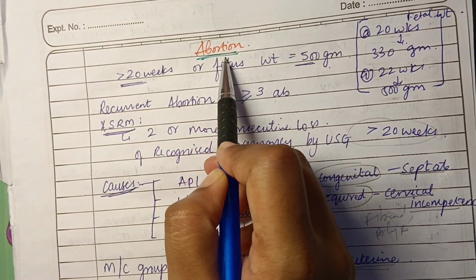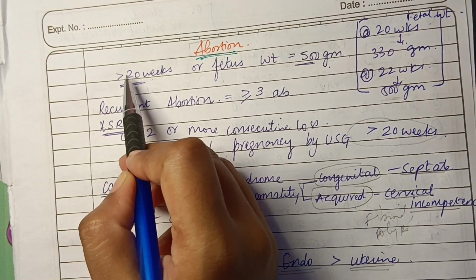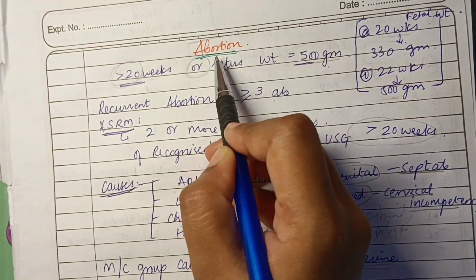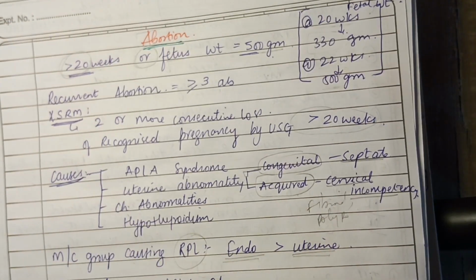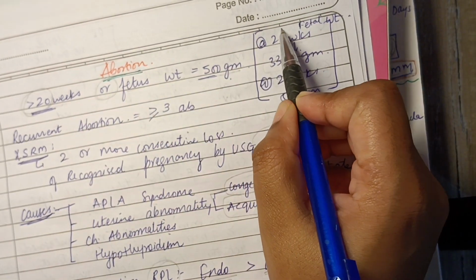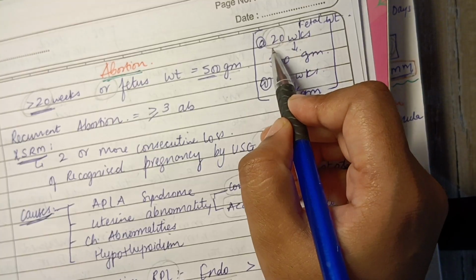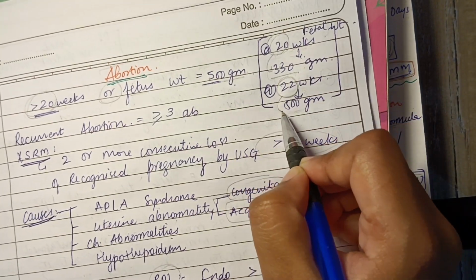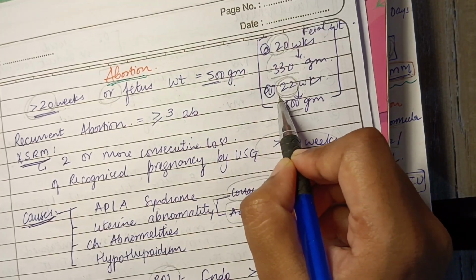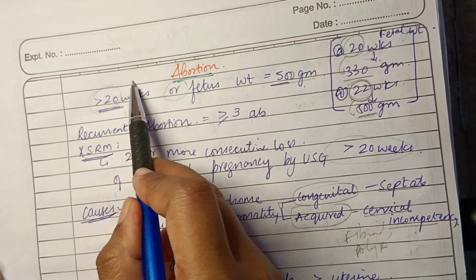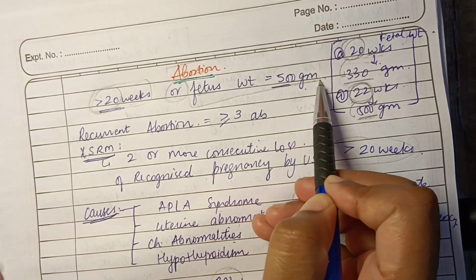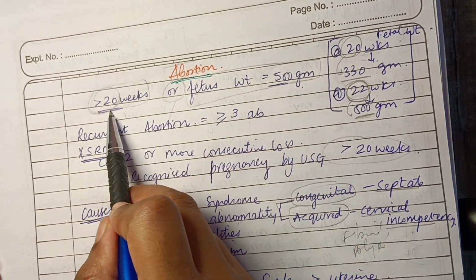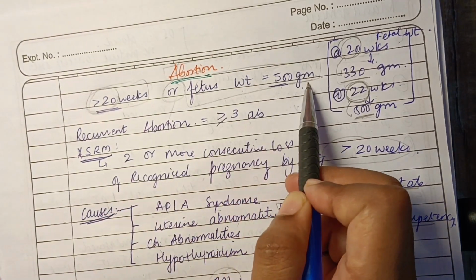Today's topic is abortion. When pregnancy loss occurs at more than 20 weeks or fetal weight is equal to 500 gram, we consider it as abortion. Two things to remember: when the fetus is at 20 weeks, the weight is 330 gram, and when the fetus is at 22 weeks, the weight is 500 gram. Means 22 weeks match the criteria. So 20 weeks or fetus weight of 500 gram, both are different criteria. Okay, so we consider abortion as more than 20 weeks or fetal weight equal to 500 gram.